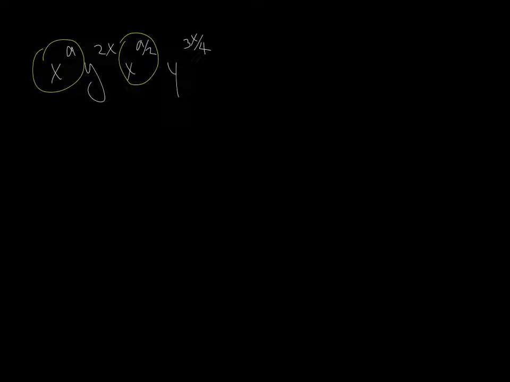Alright, so that gives us our first example, 83.1. X to the a, y to the 2x, x to the a over 2, y to the 3x over 4. Alright, we can only combine variables that are the same. So we can only combine this with this, and then this with this. And there's no parentheses, so we're going to go ahead and add.